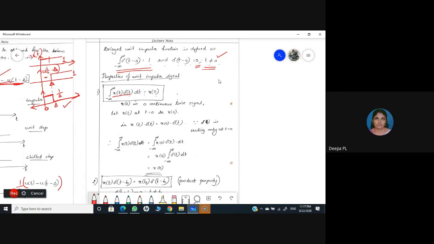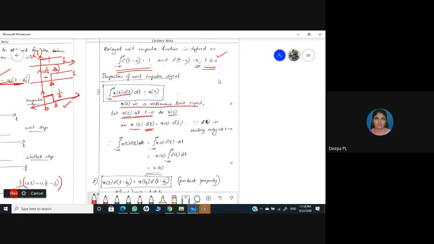Okay, so how I can do this is, assume that x of t is a continuous time signal. I am taking x of t at t equal to 0, so x of t at t equal to 0 can be designated as x of 0. I am multiplying x of t with del of t. Here del of t has a non-zero amplitude only for t equal to 0. For all other values, del of t is equal to 0.